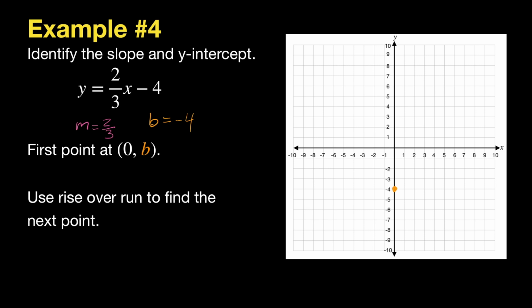Because our slope is 2 over 3, rise is 2, and run is 3, we're going to move 2 units up, 1, 2, and we're going to move 3 units to the right, 1, 2, 3. So that is our next point. Now let's make a line connecting both points and put arrows as the endpoints. And we're done graphing linear functions in slope-intercept form.